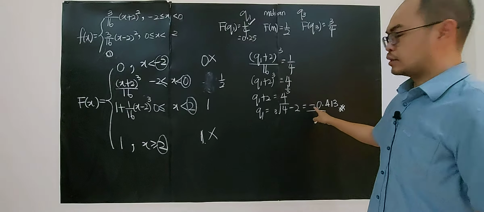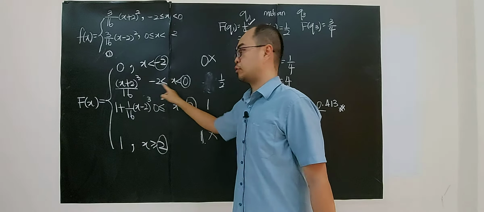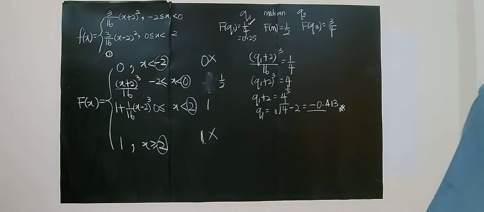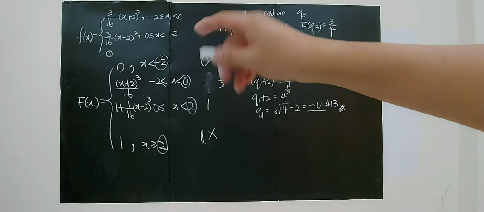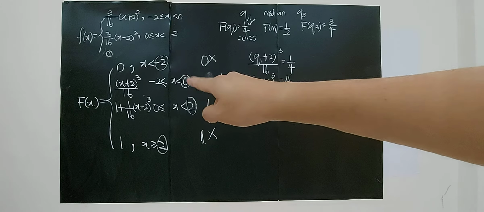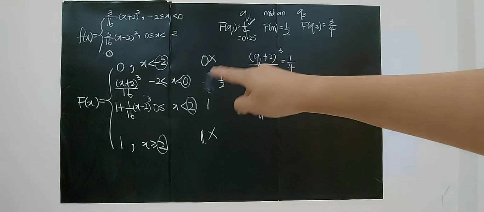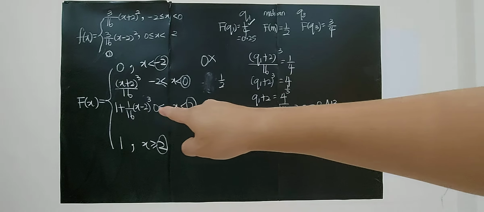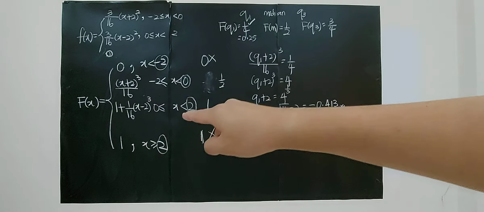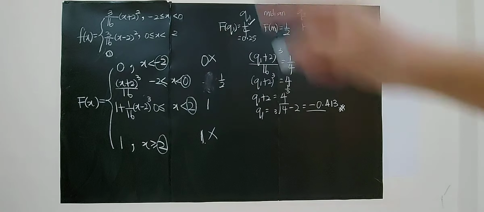It means that the value will be in between here, right? So the negative 0.413 is in between here. So how about the median? For this case, it's very special. The median, because when you substitute 0 into here, you're getting 1/2, right? When you substitute 0 here into here, you also get 1 over 2, alright? So it means that the median will be 0, okay?